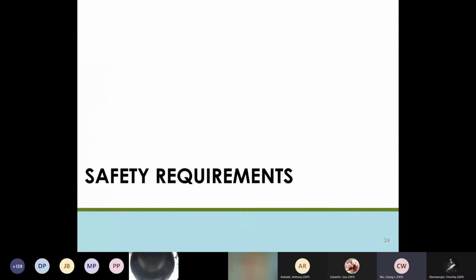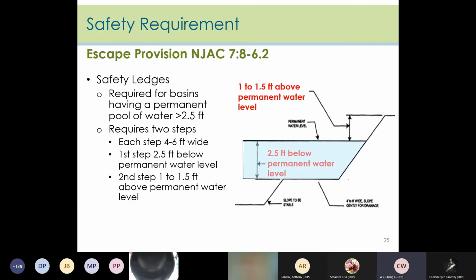The next requirement is the safety requirements. In our stormwater management rule, there is a SCAP provision. It needs safety ledges, and it requires them for a basin that has a permanent pool of water greater than 2.5 feet. So a wet pond most likely would need these safety requirements.